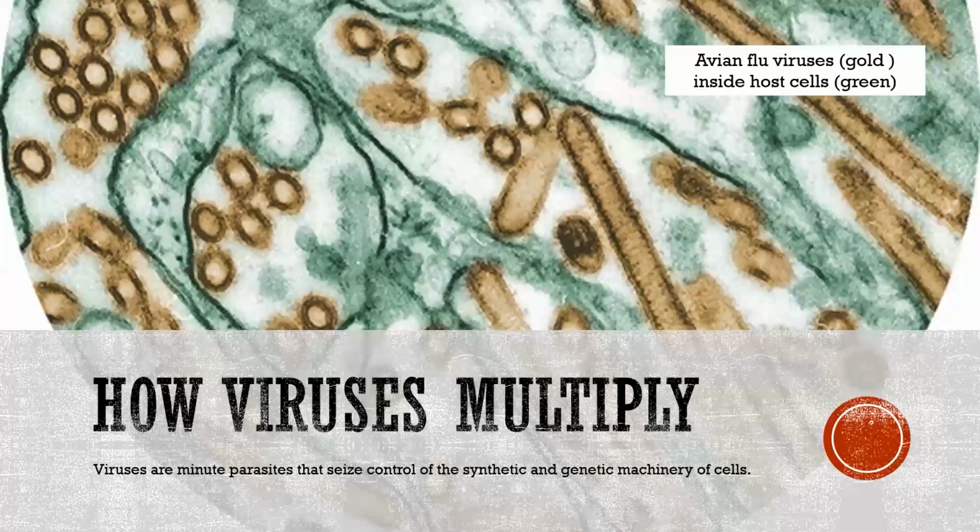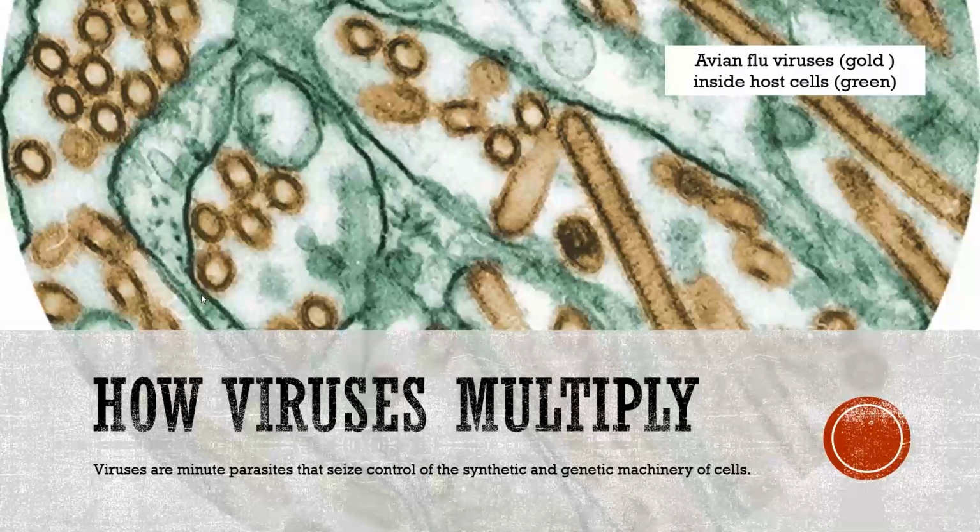Right, so our first section will be on how viruses multiply. So just a quick reminder, viruses are minute or very small parasites that can hijack the genetic material and genetic machinery of cells. They're very small because you can see in the background here, green is the host cell, and then the gold is the bird flu virus here. So much smaller, many of them can fit within the host.